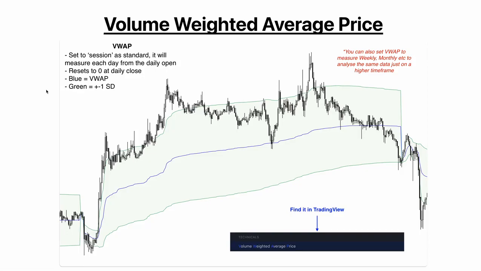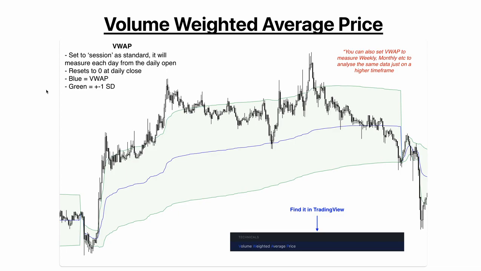This lesson is going to show you all about the volume weighted average price indicator. So, what is it? The VWAP, as it's known, is used to calculate the average price of a coin considering the trading volume over a specific time period.